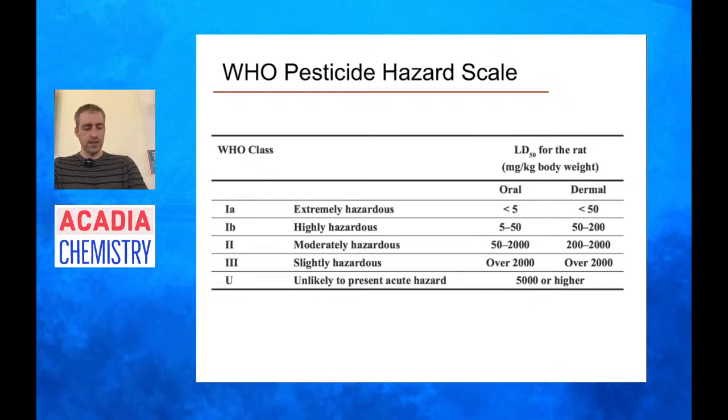And what they've done is they've developed this hazard scale specifically for pesticides, with descriptive terms to describe how dangerous these are to us in terms of acute toxicity. So we have the extremely hazardous ones, and these have an LD50 for a rat of less than 5 milligrams per kilogram body weight. 5 to 50 is highly hazardous. Moderately hazardous is 50 to 2,000. Slightly hazardous is over 2,000. Over 5,000 is unlikely to present an acute hazard. So these would be something that would be extremely non-toxic to us.